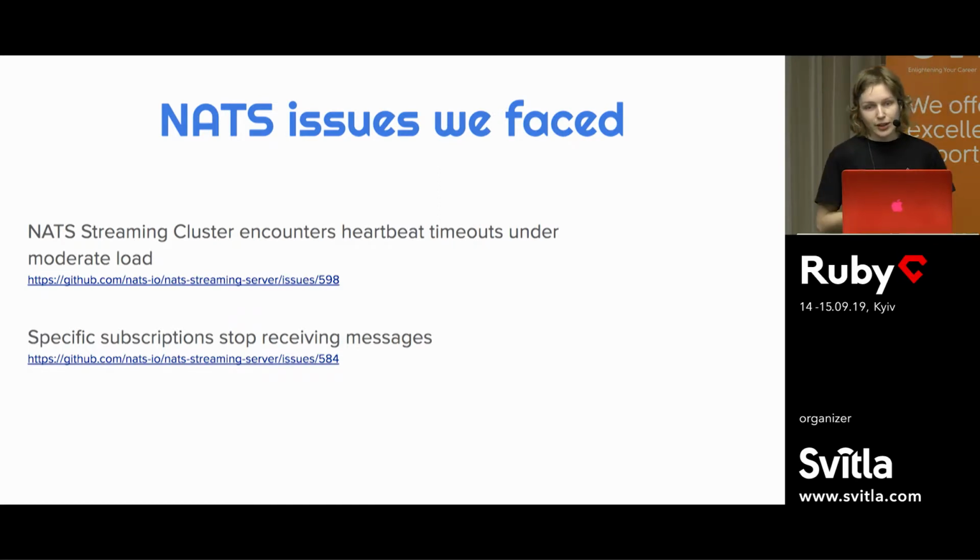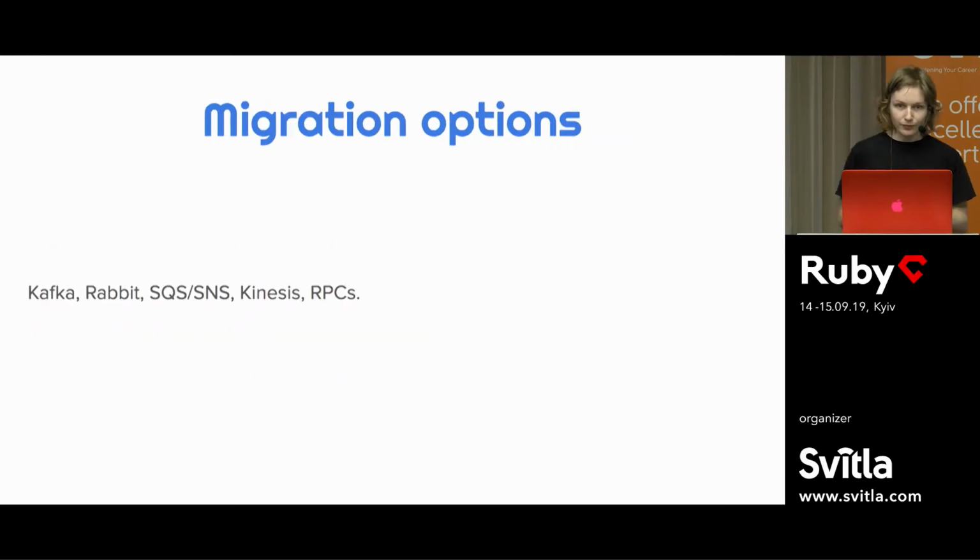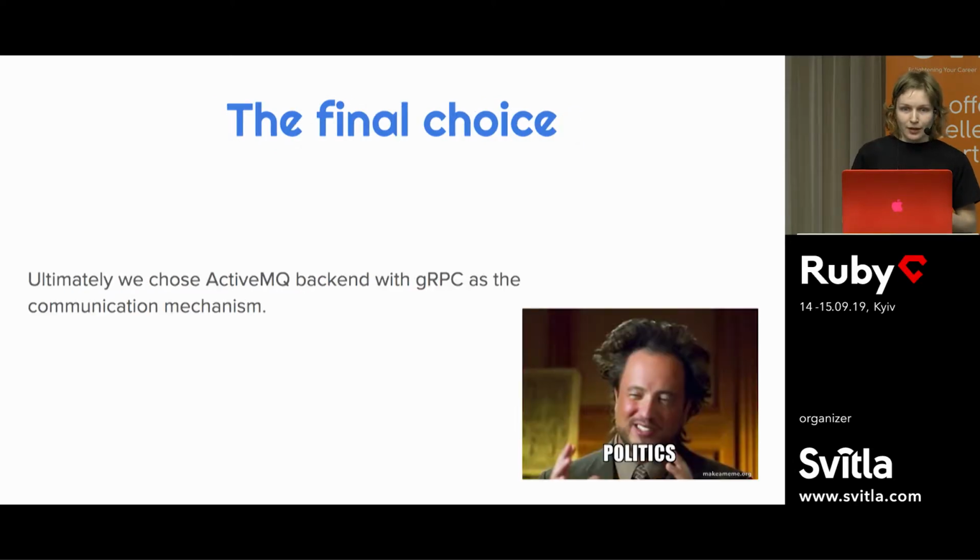So it encountered heartbeat timeouts. Also, some of the NATS subscriptions stopped receiving messages suddenly. And those issues were enough for us to make a decision to migrate to another way to communicate between the services. So we were researching multiple options, such as Kafka, Rabbit, SQS, SNS, Kinesis, or different RPC frameworks. And the final choice was ActiveMQ backend with gRPC as a communication mechanism.